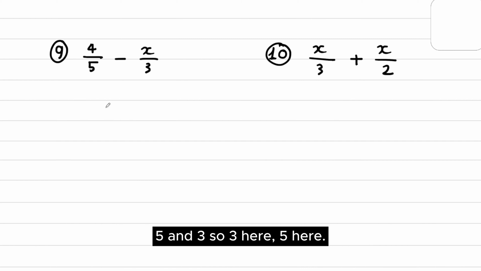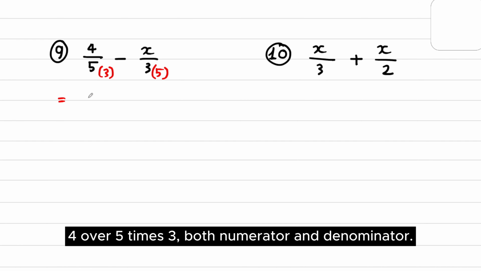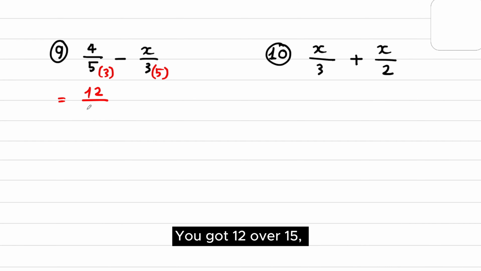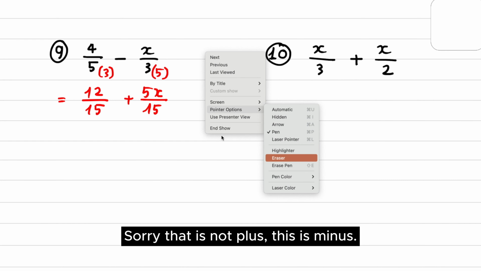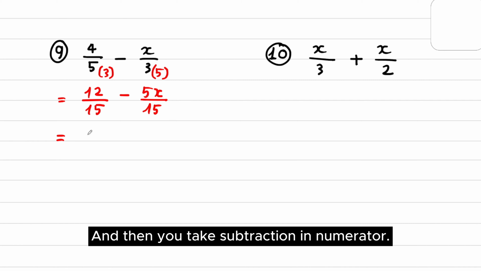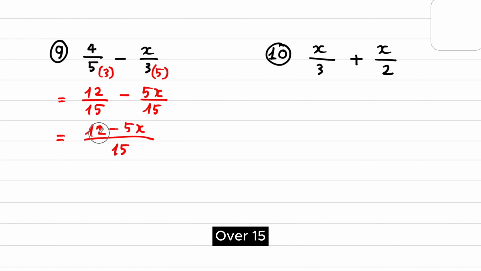Yes. Question 9, 5 and 3. So 3 here, 5 here. 4 over 5 times 3, both numerator and denominator, you get 12 over 15, 5x over 15. Oh, sorry, this is not plus, this is minus. And then you take the subtraction in the numerator over 15.